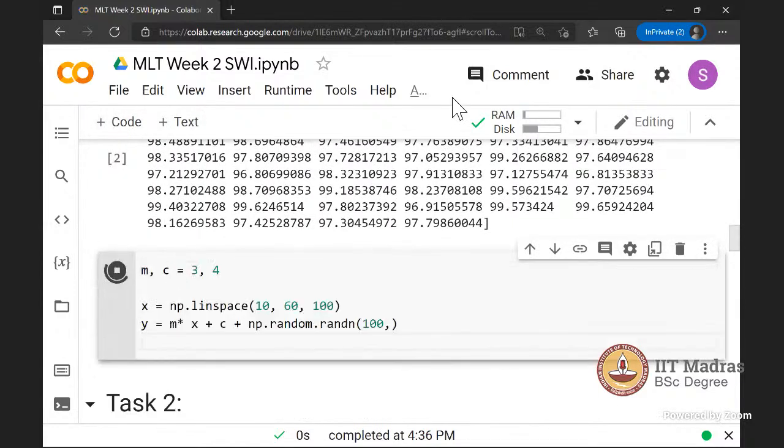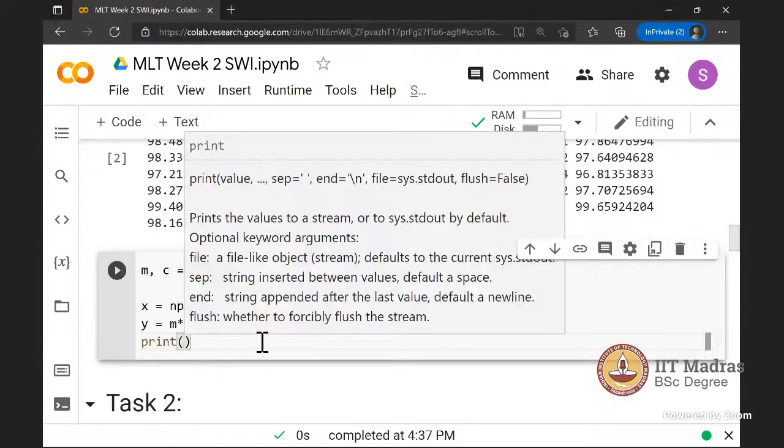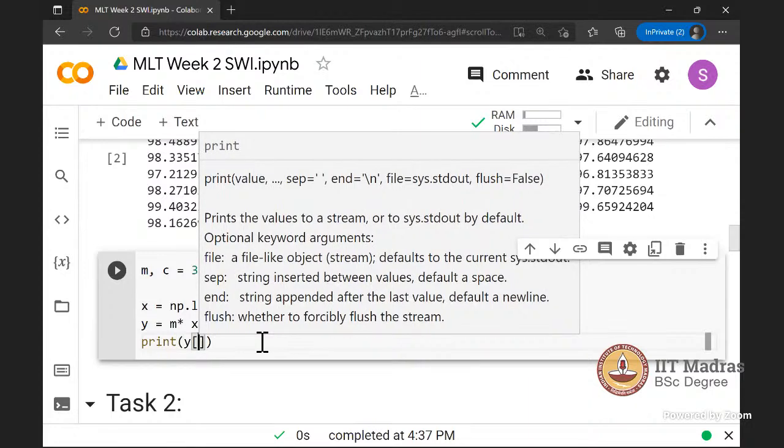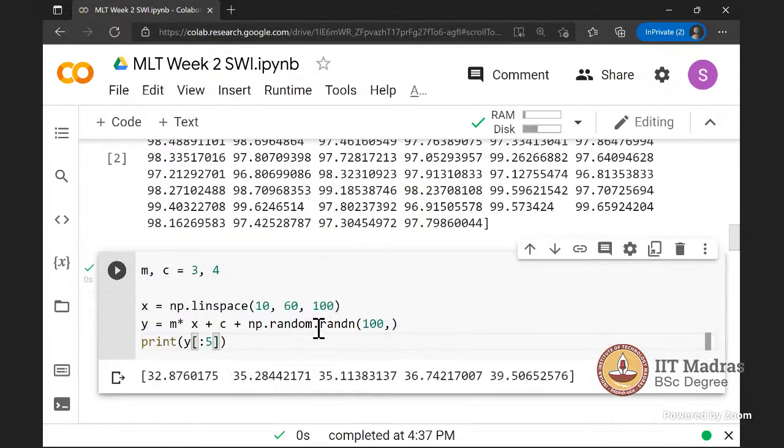I execute this one. Let me execute it and then print, let's say, just the first 5 items. This is how it is coming. Jaidev has used a function called linspace. Nice. So anybody would like to tell me what this does?